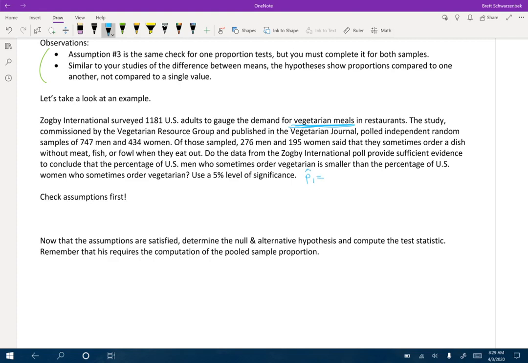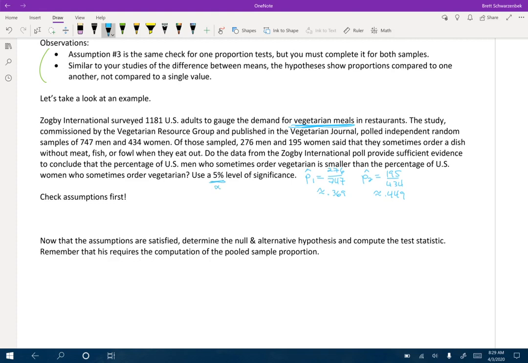If you look at the example, there were 747 men and 276 said they eat the vegetarian stuff, and p hat 2, which could also be p hat sub w for women, would be 195 out of 434. This is approximately 0.369, and this is approximately 0.449. So that's pretty much the idea in terms of what we've been given in the problem. We also know what alpha is, but that's where we want to start.